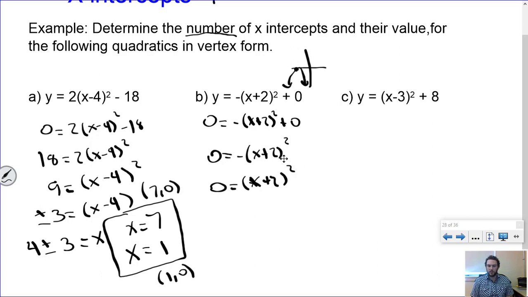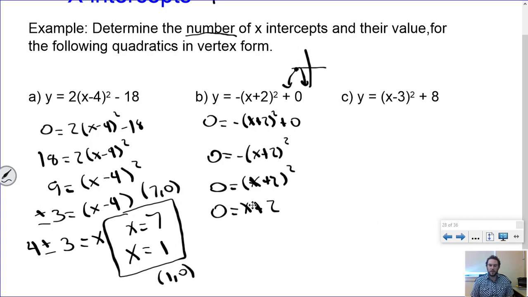Now again, I want to get rid of this squared by taking the square root. And as we saw earlier, when we're doing our inverse operations, we get two answers. We get both the positive and the negative numbers being an answer. Well, is there a difference between positive 0 and negative 0? And the answer to that is no, there isn't. So when it comes time to taking the square root of 0, we don't have to worry about plus or minus, it's just 0. So 0 is equal to x plus 2.